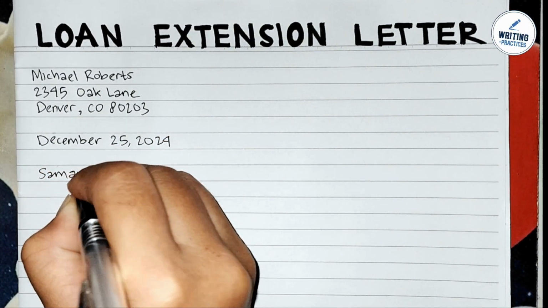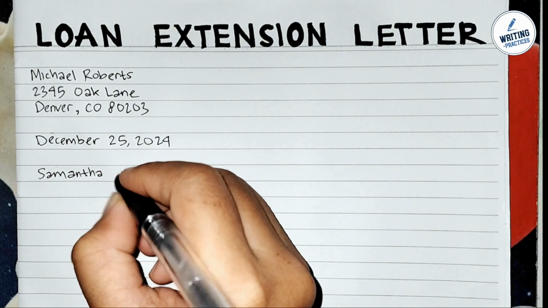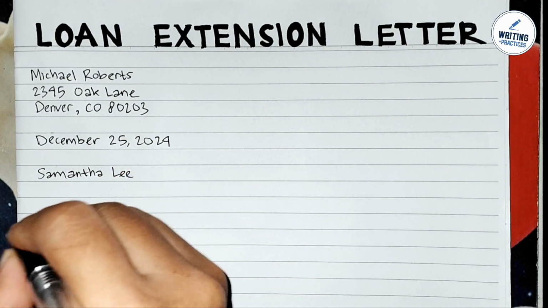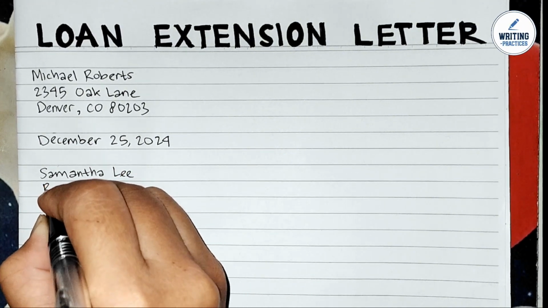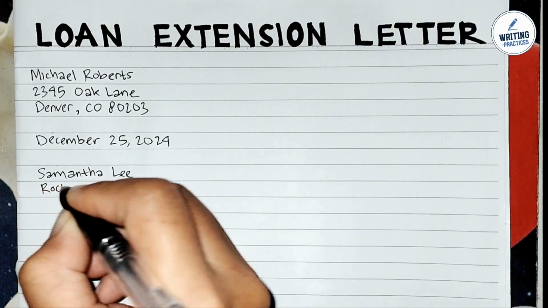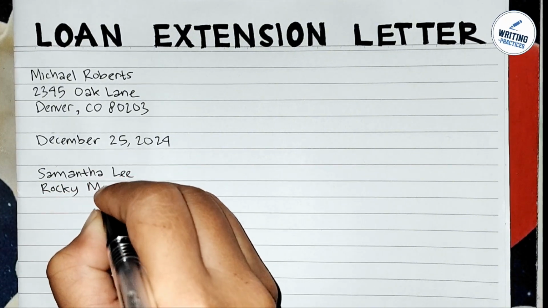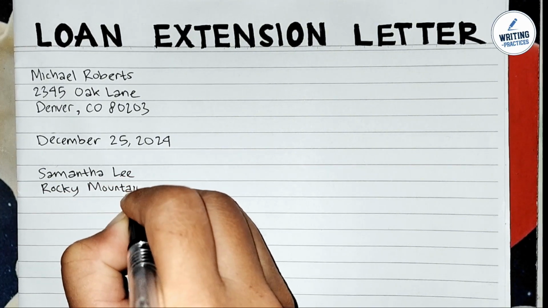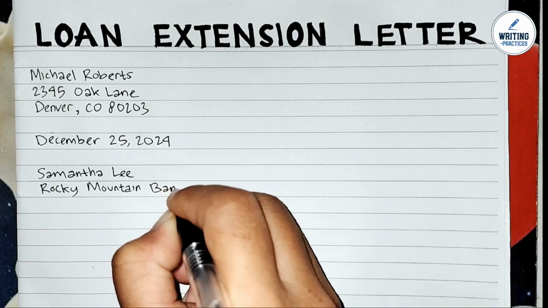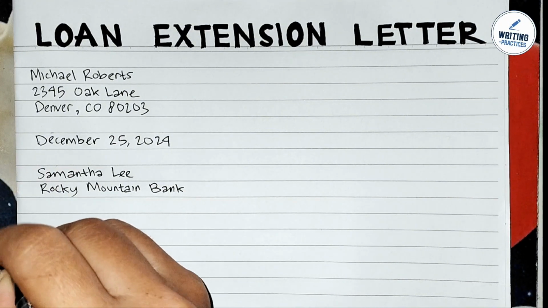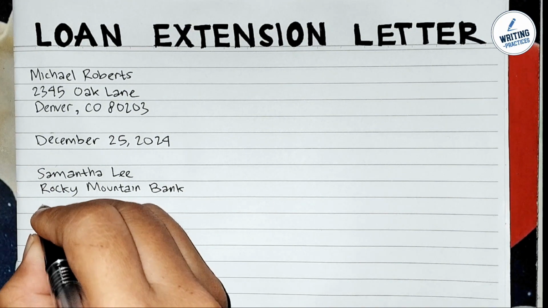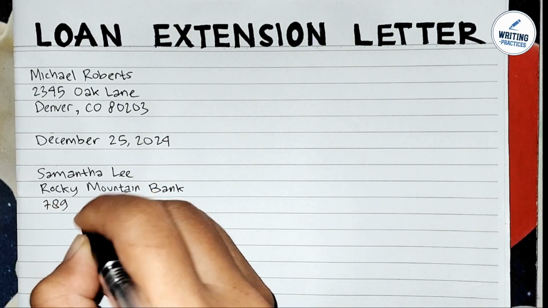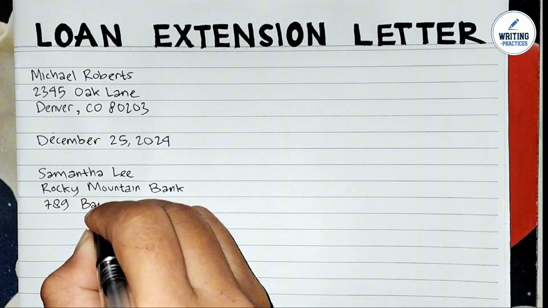Here, Writing Practices will show you how to write a loan extension request letter step by step. Check this out. First of all, you need to write your full name. Under it, write your home address. Mention the number, street name, city, state, and zip code. And now, you need to write the date of the letter. After that, write the information about the recipient.